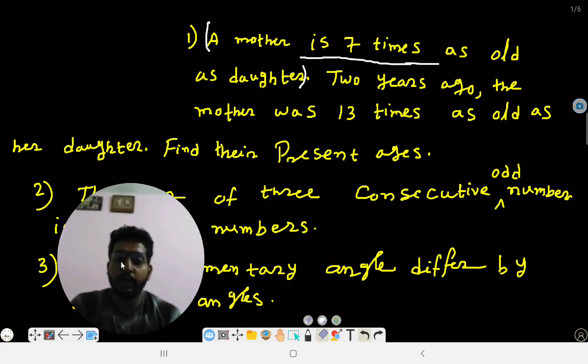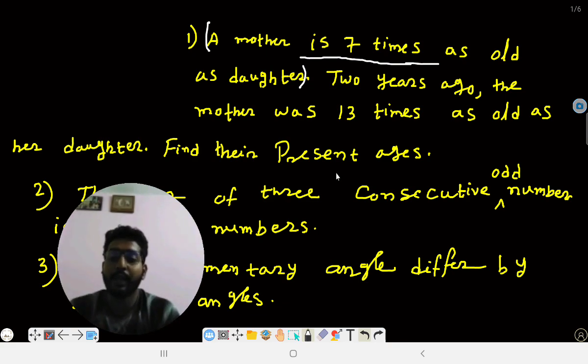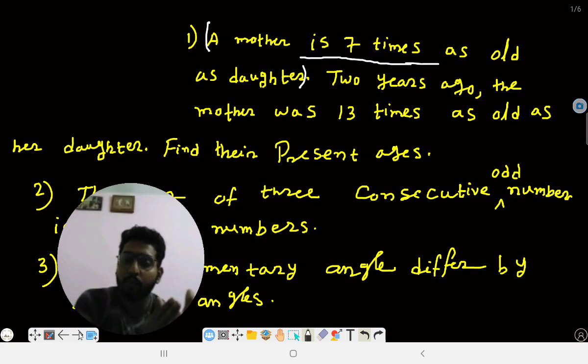Don't read like this. So how to read whenever a word problem is given? Step by step you have to read. First, just read the first line, then whatever conclusion you are getting, just write it down. So the first line is, a mother is 7 times as old as daughter. What does it mean? If the age of the daughter is x, the mother is 7 times, that means the mother's age will be 7x. Like this you have to read the first line, then the next one, and from every step whatever conclusion you are getting, just write it down.